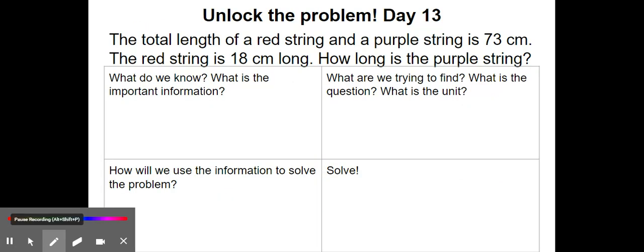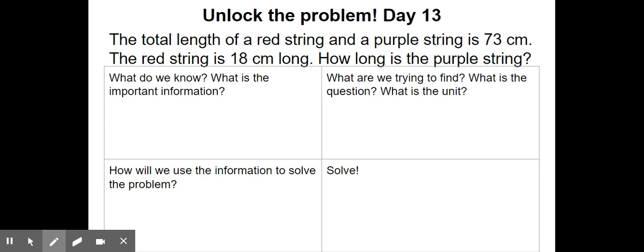Now we are going to look at one of your problems of the day. This is in your packet, so if you don't have your packet out, you should get it out so you can follow along. You can pause the video until you're ready. Let's read the problem together. The total length of a red string and a purple string is 73 centimeters. I remember that we can abbreviate centimeters with a C and an M, just like that. The red string is 18 centimeters long. How long is the purple string?